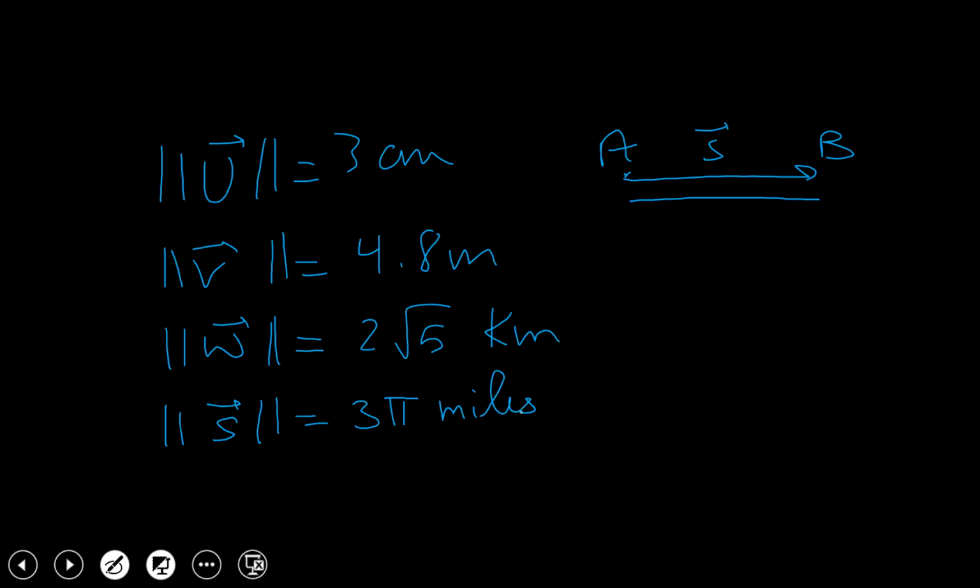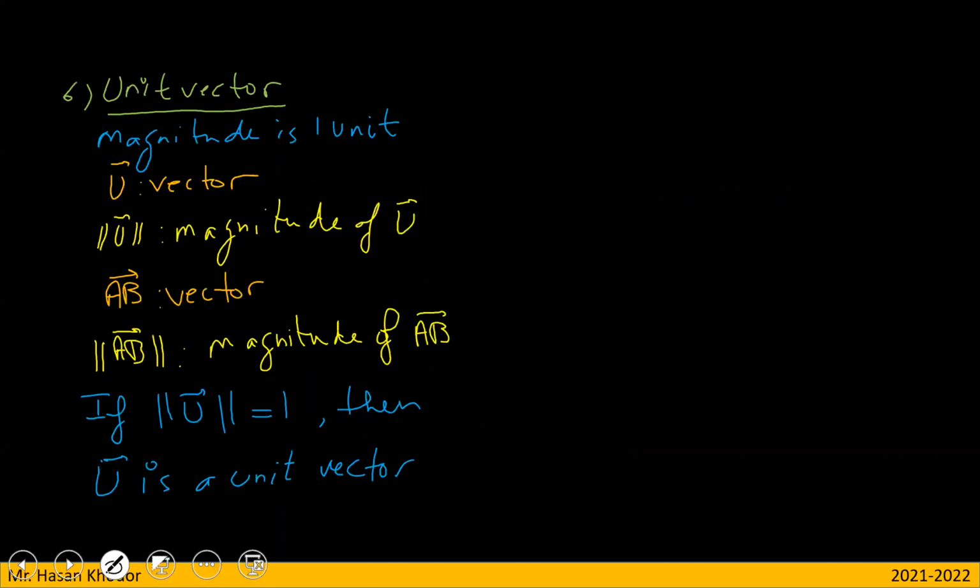Now, if I have a vector t, for example, which is equal to 1 meter, so this vector is called a unit vector. Yes. If another vector, for example k, is equal to 1 millimeter, so this is a unit vector. So any vector whose magnitude is equal to one is called a unit vector.